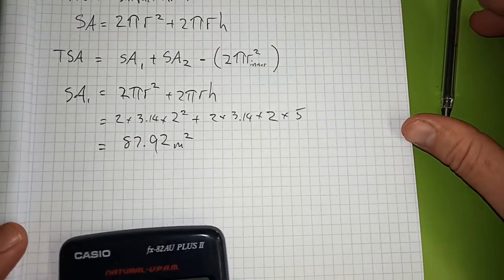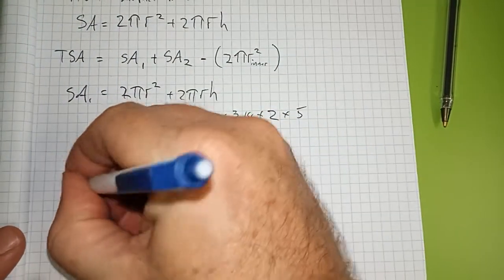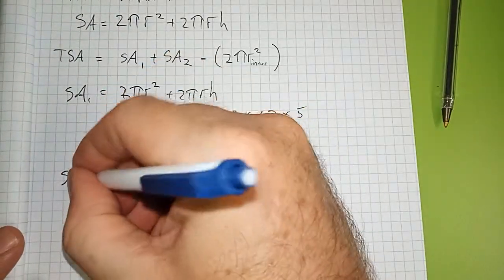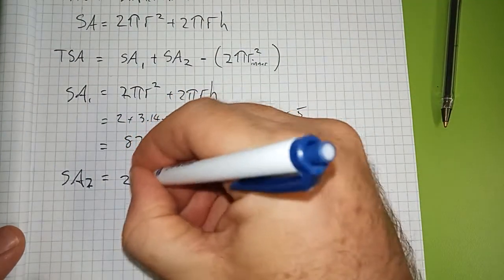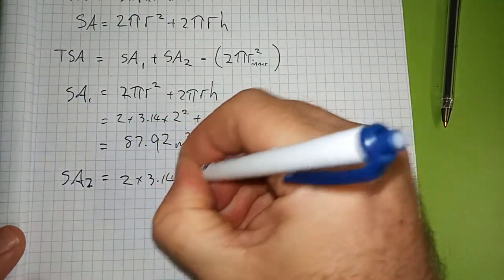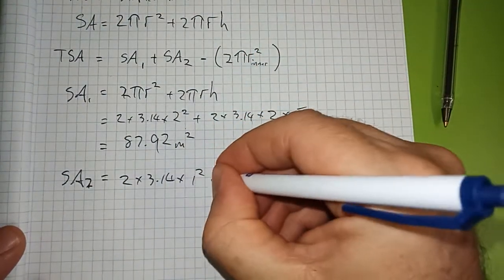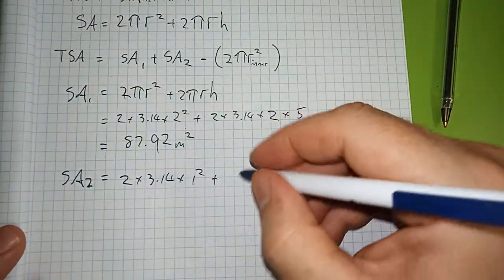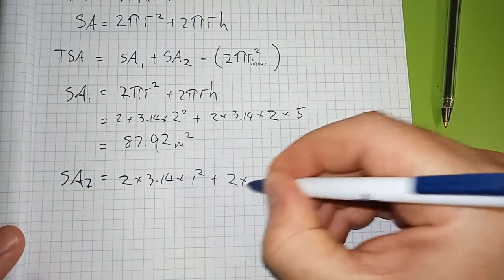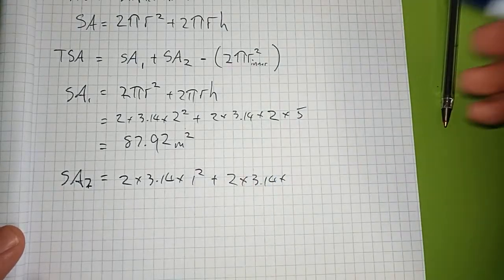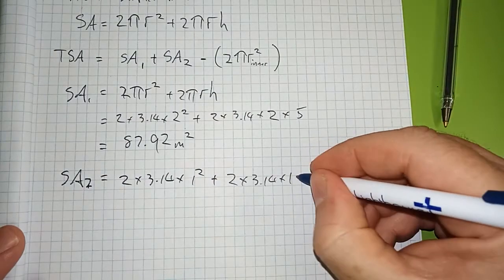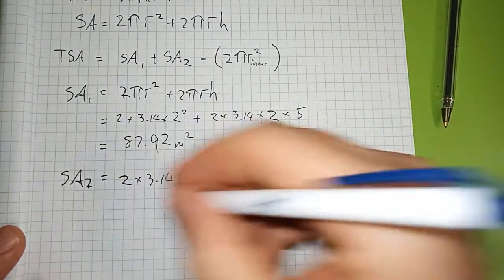Then I'm going to do surface area inner. So surface area 2, same formula. So it's going to be 2 by 3.14 by little r squared, which is 1 squared, plus 2 by 3.14 by 1 by the height, which is 3.